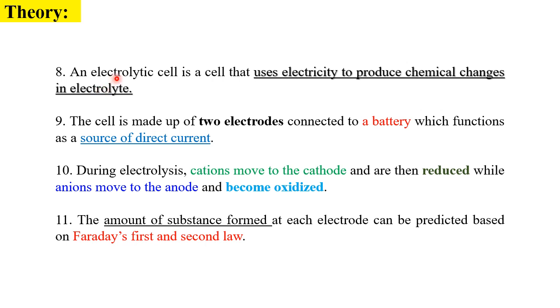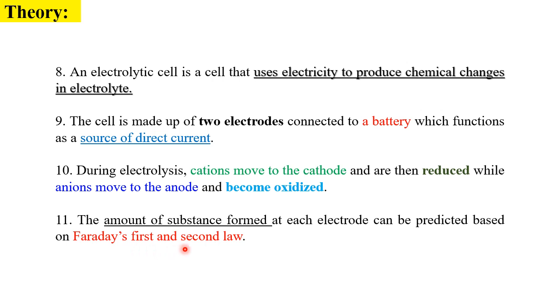Next, we talk about the electrolytic cell. It is a cell that uses electricity to produce chemical change in an electrolyte, meaning that this is the change of electrical energy to chemical energy. The cell is made up of two electrodes connected to a battery which functions as a source of direct current. Then during electrolysis, cations will move to the cathode and be reduced, while anions move to the anode and become oxidized. The amount of substance formed at each electrode can be predicted based on Faraday's law.